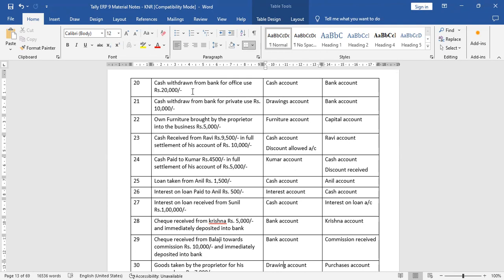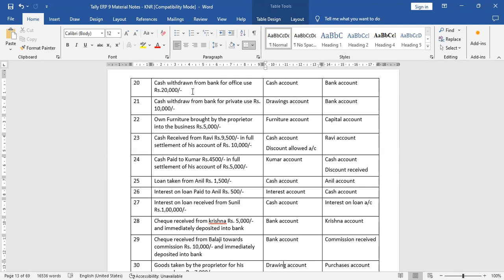Next, cash withdrawn from bank for private use or personal use. That time you write down drawings. That amount is withdrawn by the owner, the proprietor. So the bank is a giver. Which side do you enter? Credit side. Who will receive that amount? Proprietor. The proprietor's other name here is drawings. Drawings represents the name, so that is the debit.